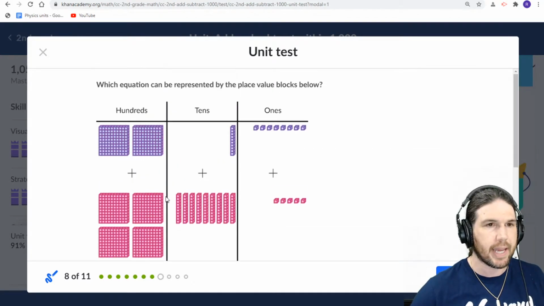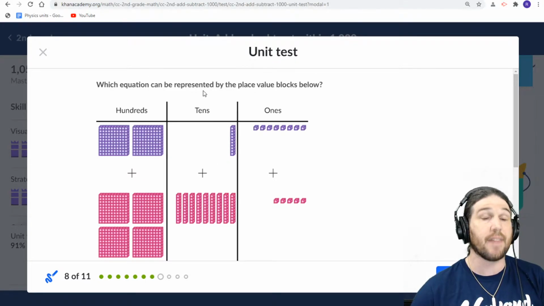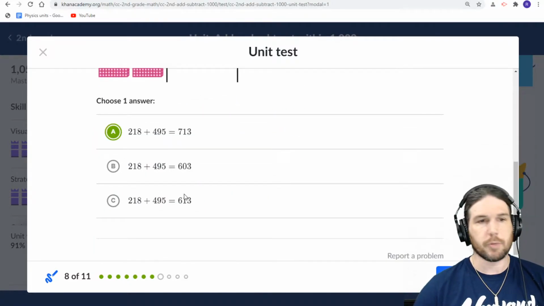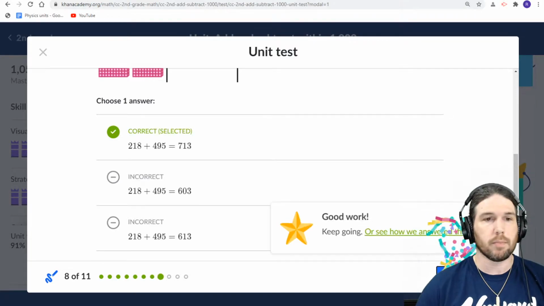So what's the actual answer? Well, I see 600s. I see 1, 2, 3, 4, 5, 6, 7, 8. 1, 2, 3, 4, 5, 6, 7, 8, 9, 10. That's another 100. So I have 700, which means it's the only one with 700, and we can move on.